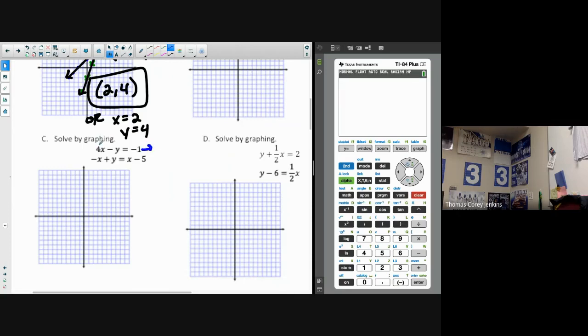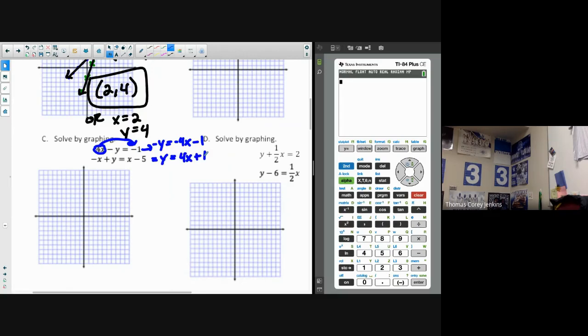All right, so first step here would be move over the 4x. If it's 4x over here, it's minus 4x over there. So that would give me negative y equals negative 4x minus 1. And then I want to divide everything by negative 1. So that gives me positive y equals positive 4x plus 1.